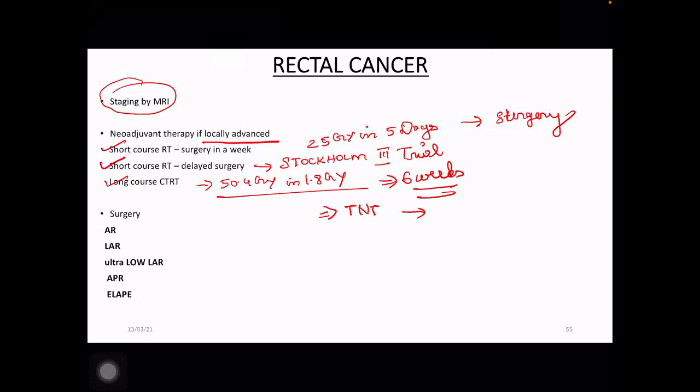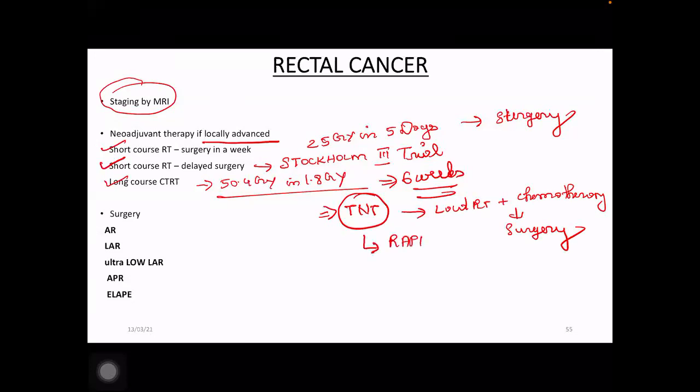So what you do, you first give a local RT to tackle the tumor, and then immediately after the RT, you give a chemotherapy to tackle the systemic disease, and then you do the surgery. So this is the concept of total neoadjuvant therapy. You give everything before the surgery. This is another emerging concept in rectal cancer treatment, and the trial which has investigated this is called the RAPIDO trial, which is also out, and they found that TNT is better in terms of managing rectal cancer.